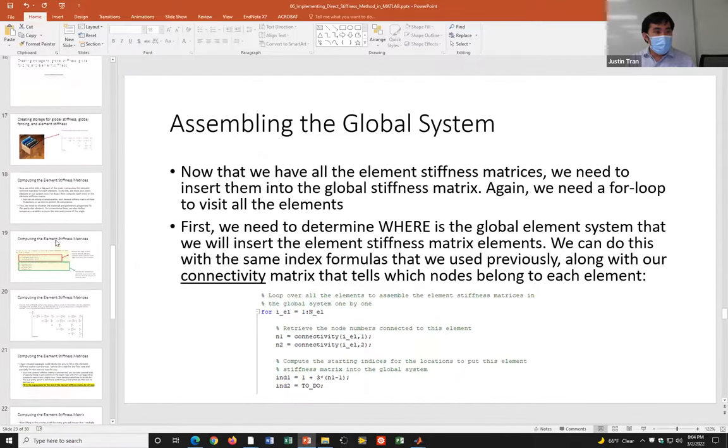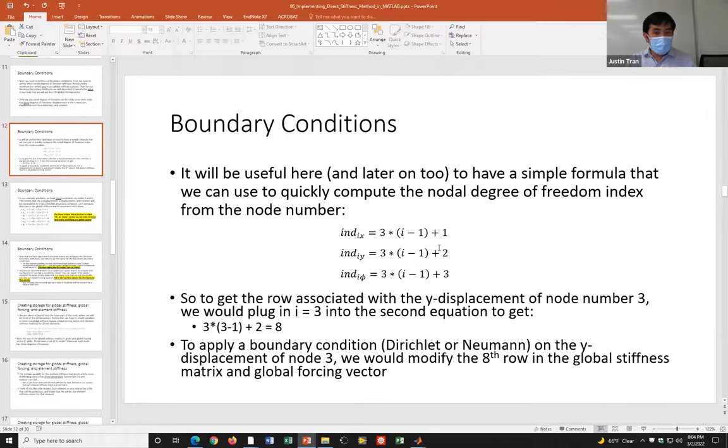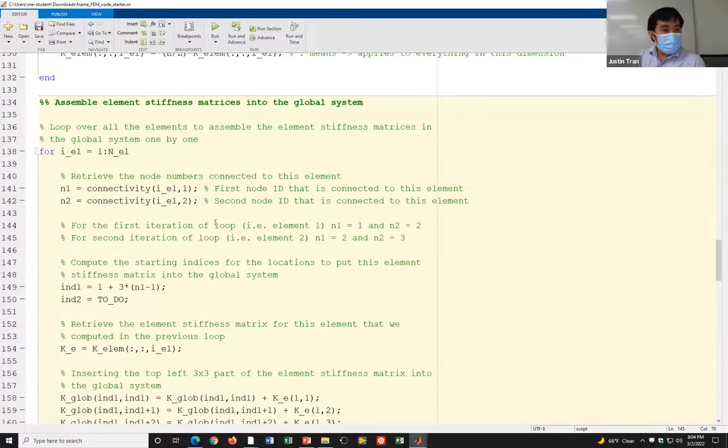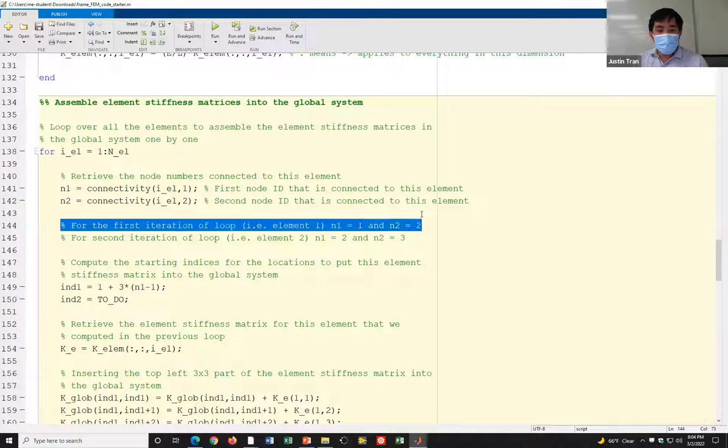If you remember this formula that we had before, which we used to compute the rows and by extension the columns of the global stiffness matrix for those degrees of freedom, let's use that same thing here. Now that we know N1 and N2, the nodes that the elements are connected to, let's use that to compute what I like to call the starting locations in the global stiffness matrix. Element one is not really that useful, so let's do this for element two.